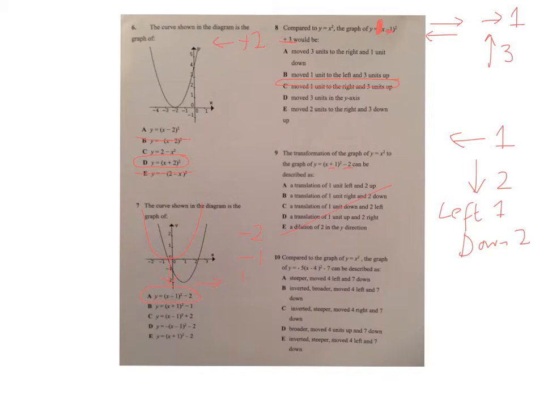Question 10. Compared to the graph of y equals x squared, the graph of y equals negative 5 times x minus 4 all squared minus 7. Okay, so step by step, the negative flips the graph upside down, so it's been inverted. The coefficient of 5 makes the graph steeper. Remember, any coefficient that's larger than 1 makes the graph steeper. The minus 4 inside the brackets moves it right 4, and the minus 7 outside the brackets moves it down 7. So we're looking for inverted, steeper, right 4, down 7. Inverted, steeper, right 4 and down 7 is answer C.